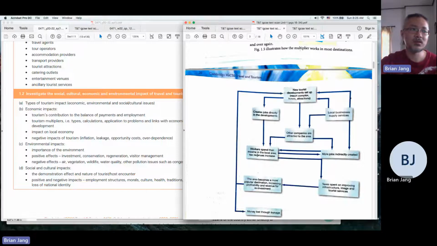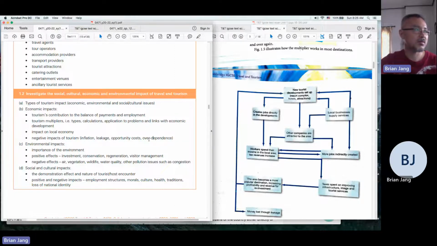These are the things that you'll be able to write. When money comes in because of tourism, it creates jobs. Because of these jobs, the workers get a good income and they spend their money in the local area, and then tax revenues increase. Follow the arrows and just continue being able to explain. These are where you get more points for your explanation.